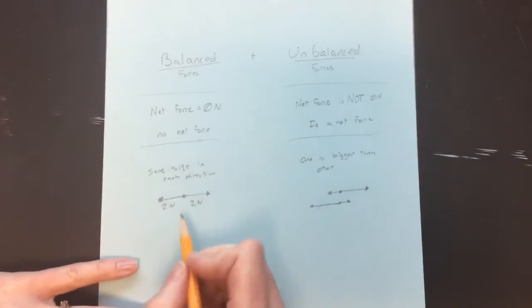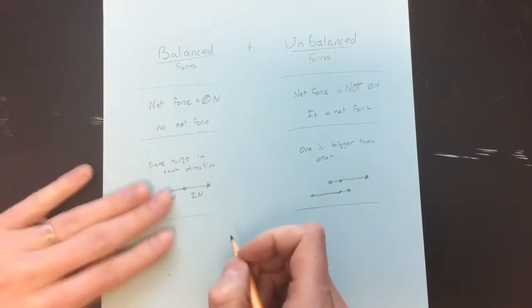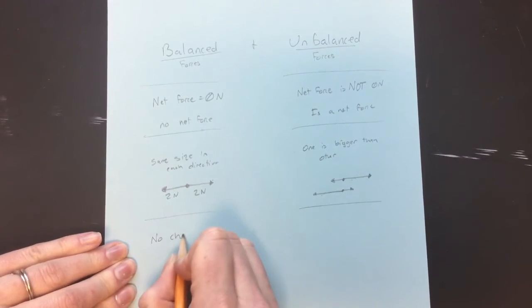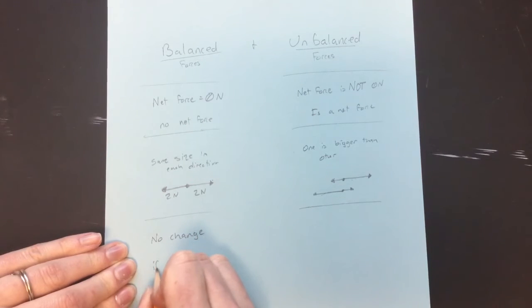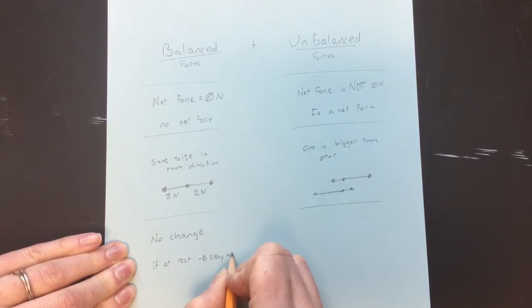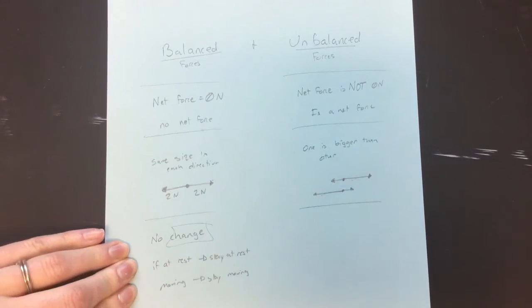The next thing that I can think about with my balanced forces is what the object is going to do. If they're balanced, remember this is that first law, there will be no change. Remember, if it's at rest, it will stay at rest. And if it's moving, it will stay moving. There will be no change, okay?